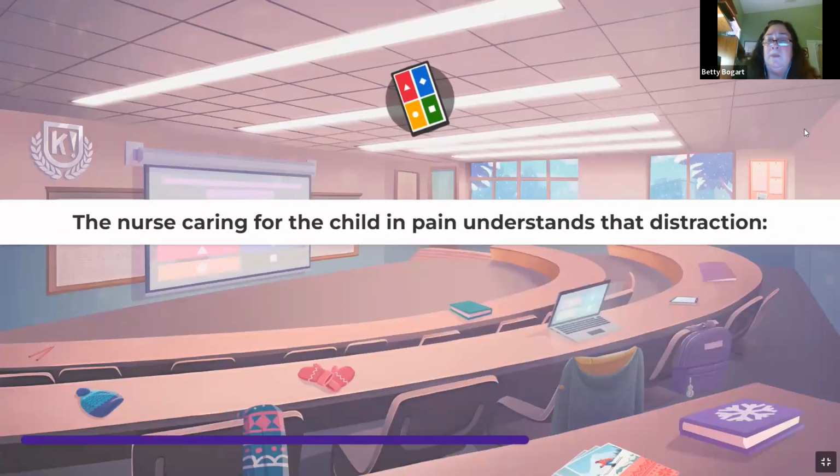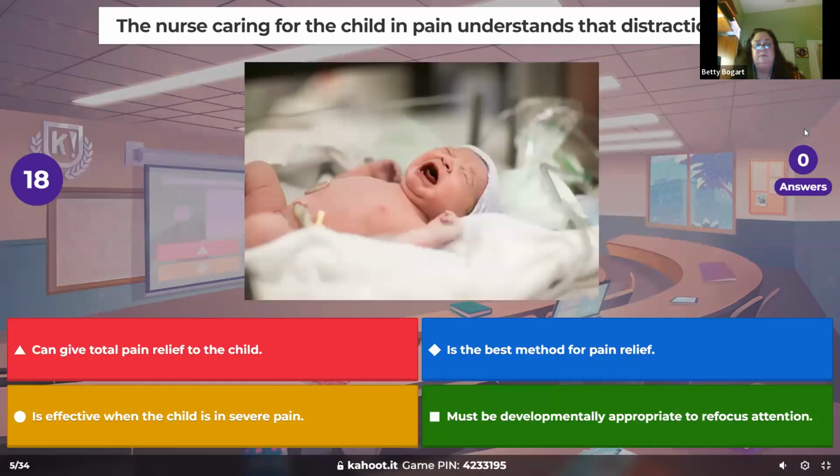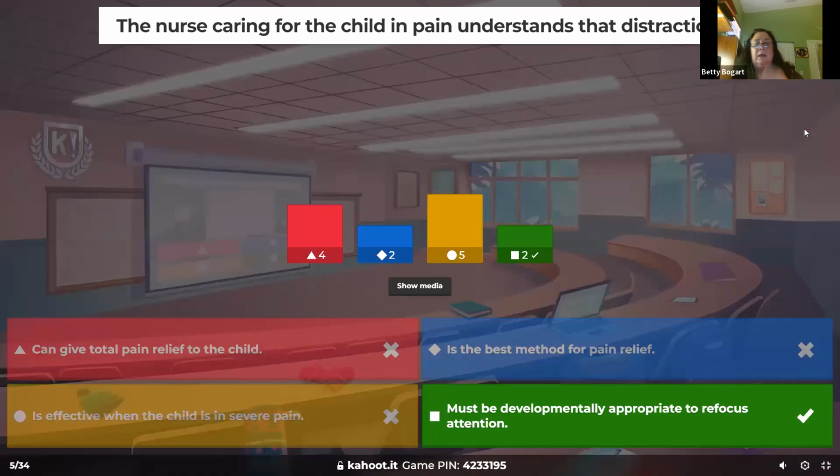The nurse caring for the child in pain understands that distraction... So distraction works and it helps decrease pain, but it has to be on the level of the child. So developmentally appropriate to refocus their attention. You try to do something like give a sticker to an infant, what are they going to do with that, right? Maybe the infant needs like a rattle or some noise or some visual stuff. So making sure it's on their level.